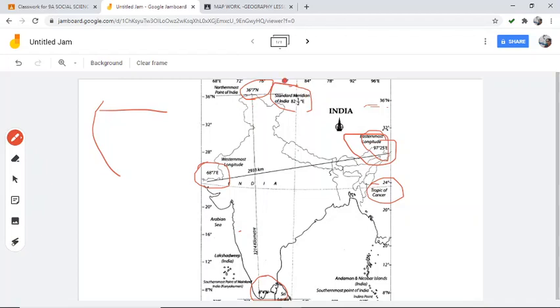What you have to do? First find out where is 80 degree. Okay, in the map you can see here. Let me clear it, then it will be more clear.